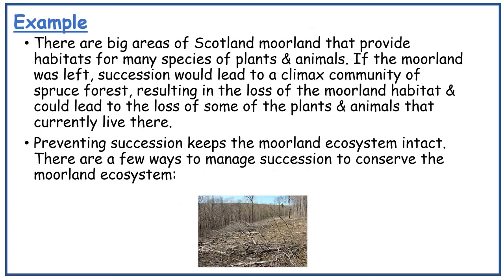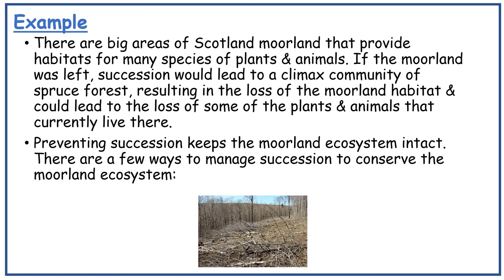As an example, there are big areas of Scottish moorland that provide habitats for many species of plants and animals. If the moorland was left, succession would lead to a climax community of spruce forest, resulting in the loss of the moorland habitat, and could lead to the loss of some of the plants and animals that currently live there. Preventing succession keeps the moorland ecosystem intact.